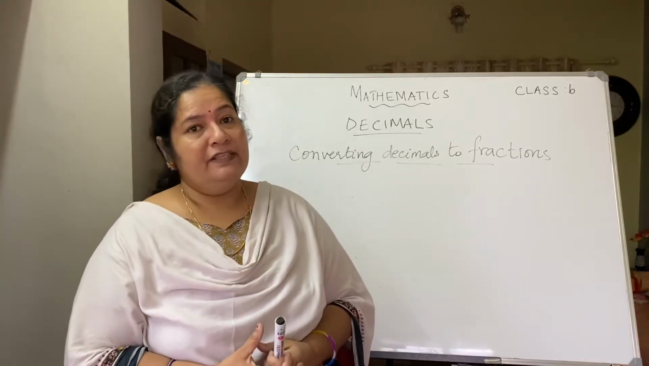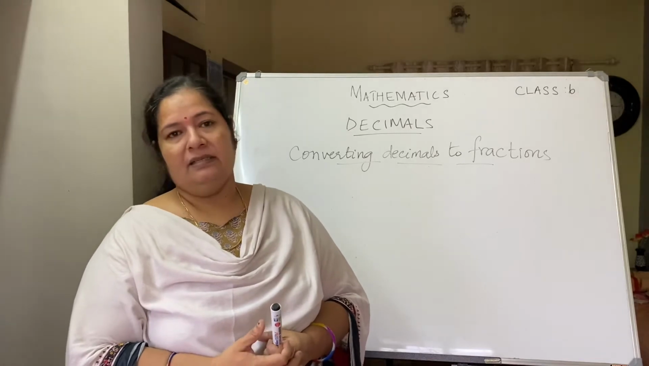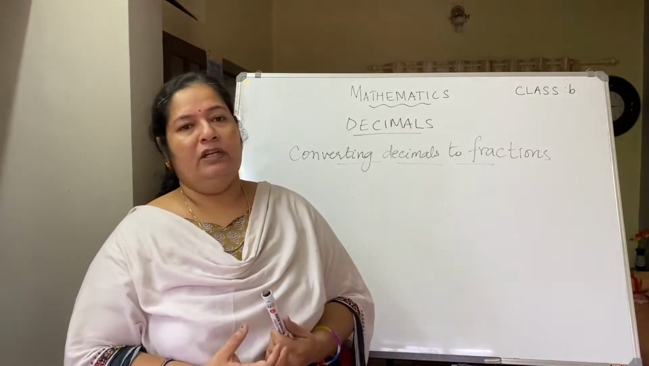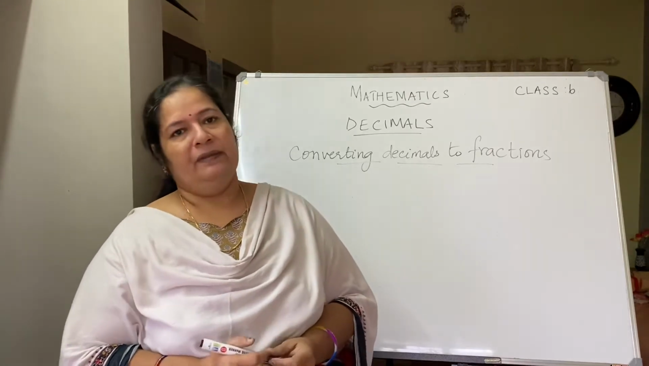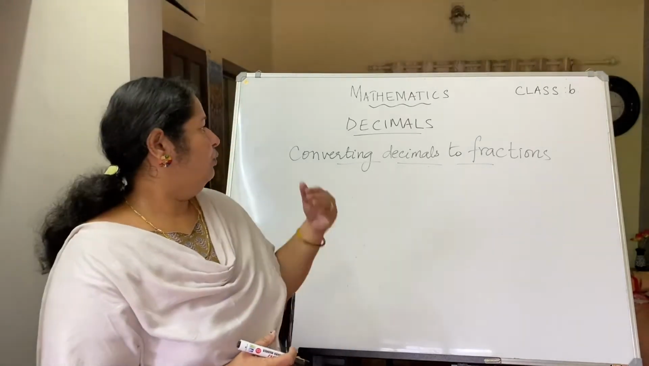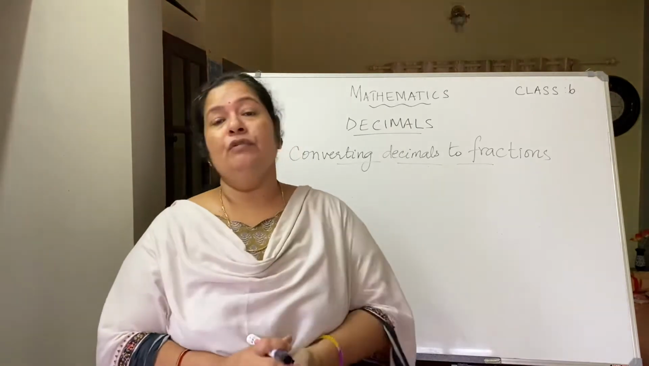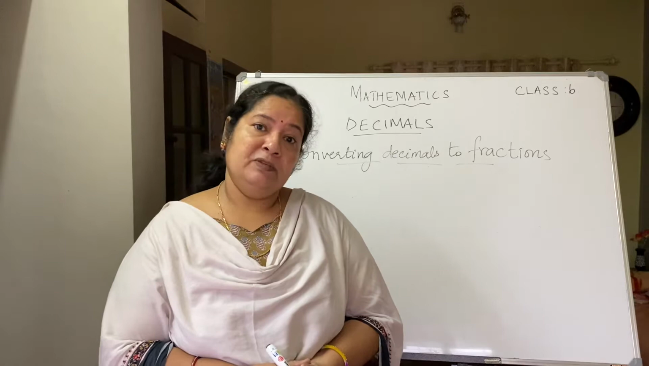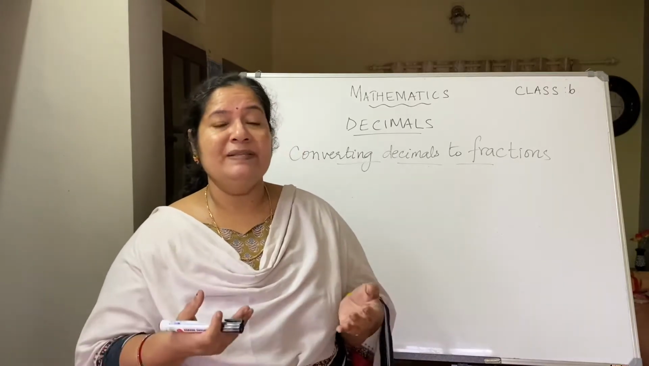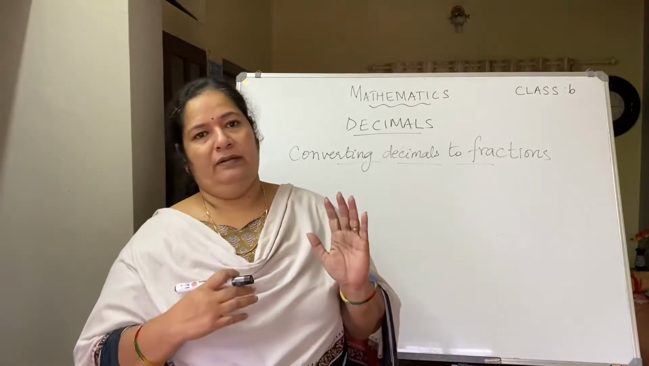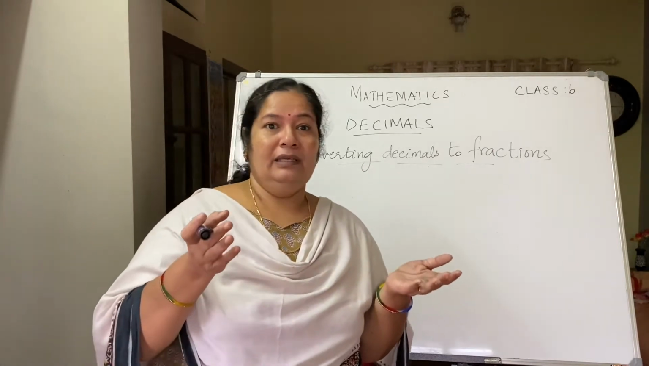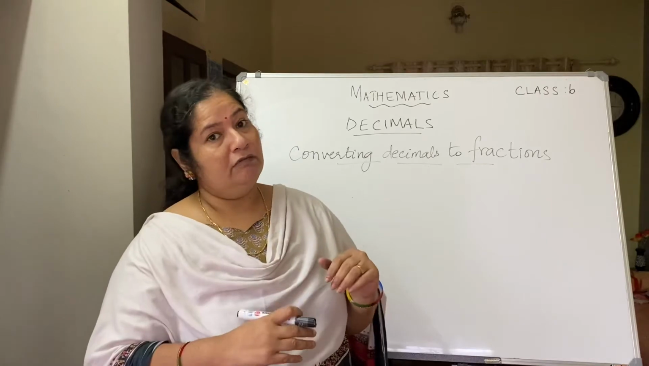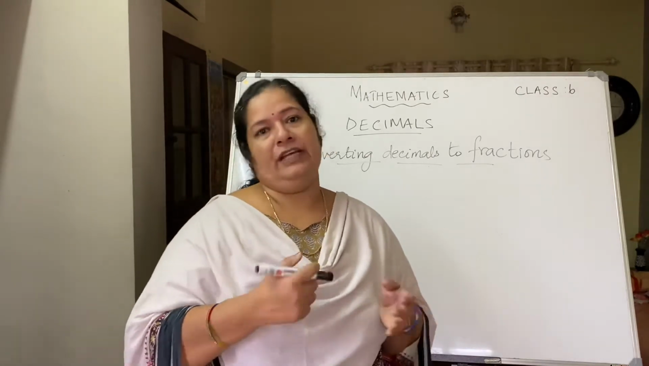Now earlier we have seen what a decimal is, how you represent a decimal, how you read a decimal, and what the places and place values for a decimal are. Now we'll be learning how to convert decimals to fractions. Fractions and decimals are almost the same. They are two ways of representing part of a whole. So each of these can be converted to the other. First we'll learn how to convert a decimal to a fraction.